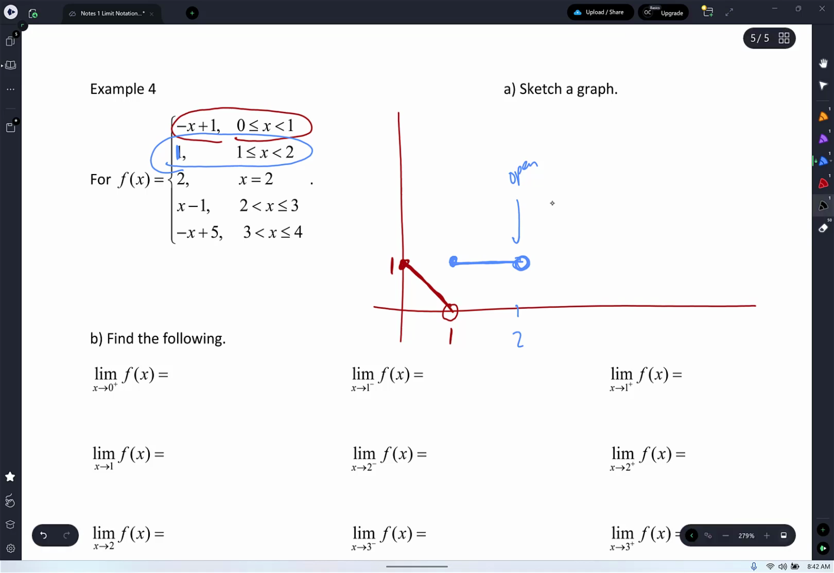All right, let's see what else. At x equals 2, I'm going to put this in black. Whenever you see x equals 2 and you just see 2, that's just a point. So at (2, 2), I'm going to say 2 is like right here. At (2, 2), you have a point.